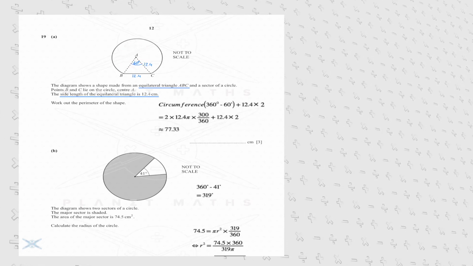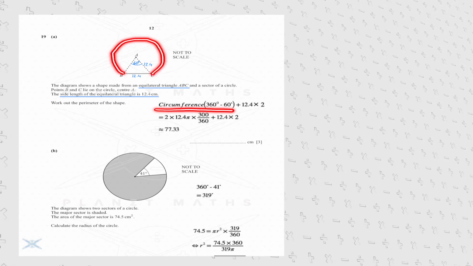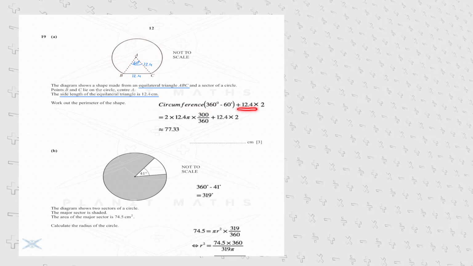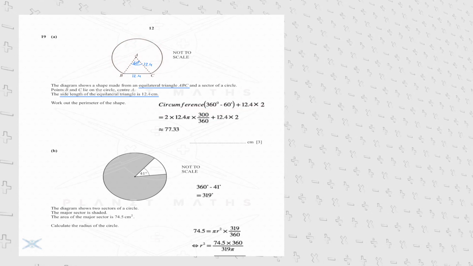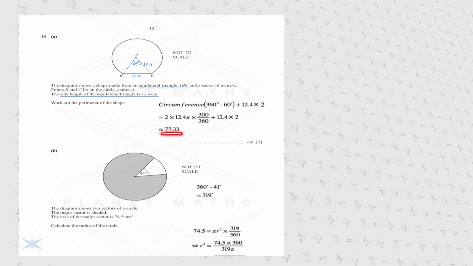Therefore, the angle BAC has the size of 60, meaning that 360 minus 60 provides us with the angle of the circle. From here we can then determine the arc length of the circle sector and add to it 2 times the side length of the equilateral triangle. This will in the end let us conclude that the perimeter of the shape is approximately 77.33 centimeters long.